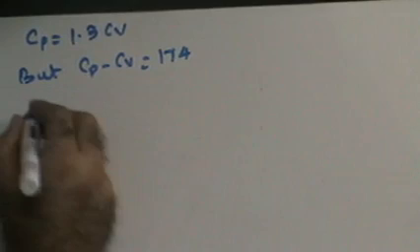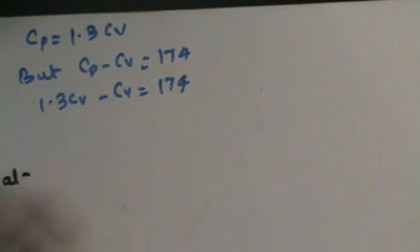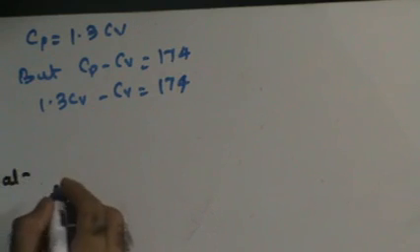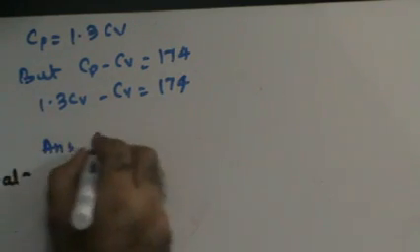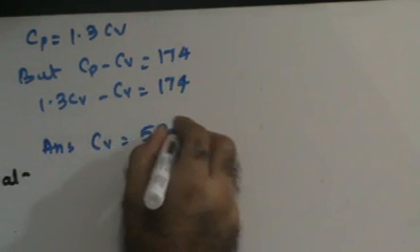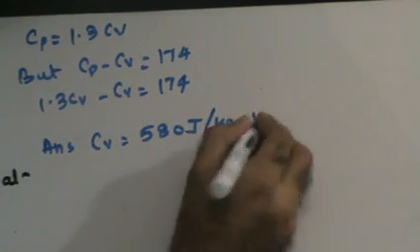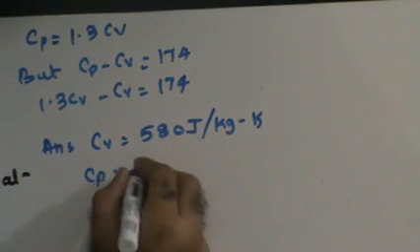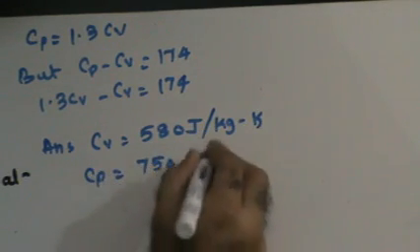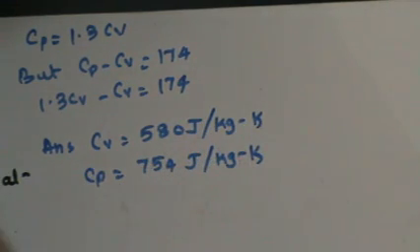Now, I can say that Cp is equal to 1.3 Cv, right? But they have given me that Cp minus Cv is 174. So I can say that 1.3 Cv minus Cv is 174. After this, you can solve the equation and get the answer. The answer for this sum should be Cv is 580 joules per kg Kelvin and Cp is 754 joules per kg Kelvin. Next, take on next sum please.